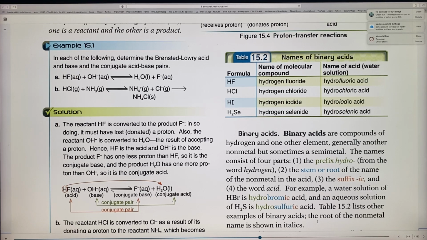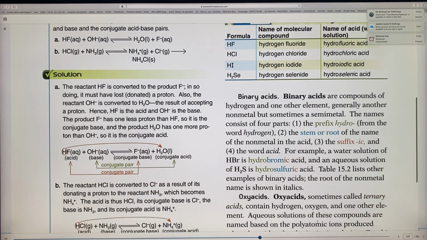So you can see that the product has one less proton. So you can see how the conjugate base and the product that has one more proton. So you can see the pairs. So these two pairs, you see, this is acid to base conjugate, and this is base to acid conjugate in the problem. So basically, that's what they wanted you to do, is to show you how to do that.